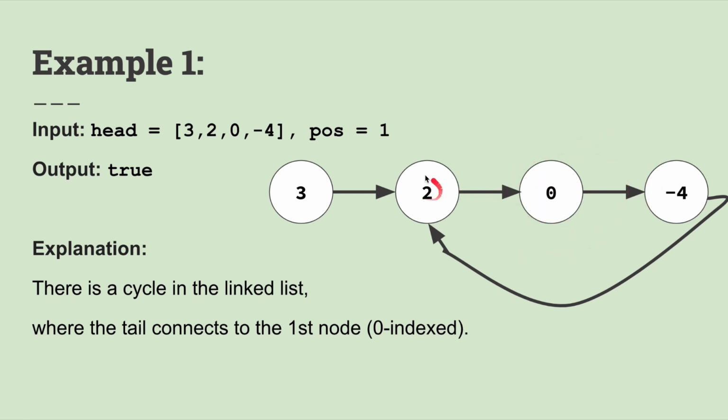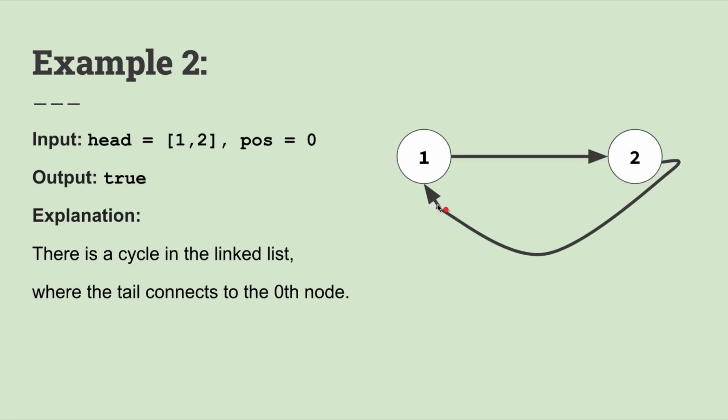So if the pointer comes from 3 to 2, it comes smoothly, but when it comes to 2, it will go to 0, -4, then back to 2, and again it will go 0, -4. It will keep going like this. It forms a cycle and it never ends, right? So this is true. Now understand example 2.